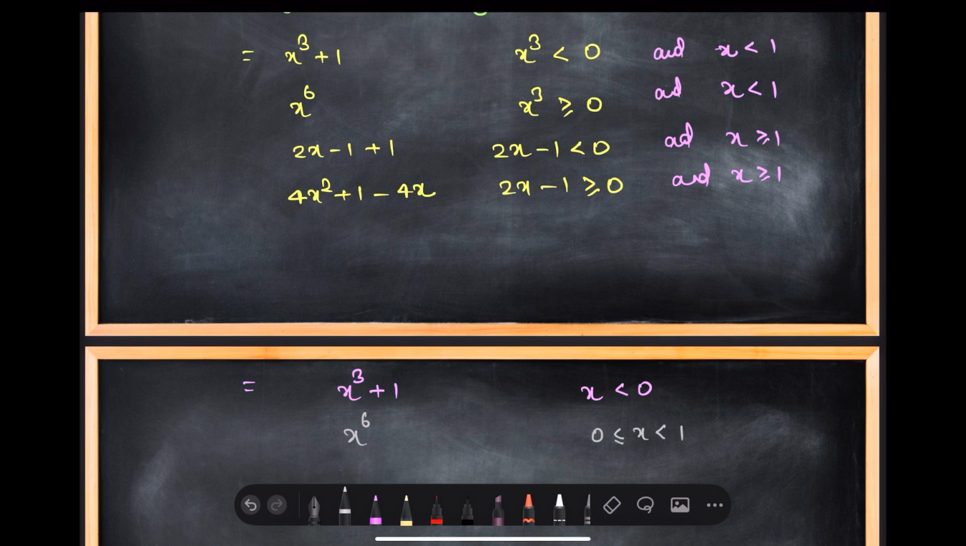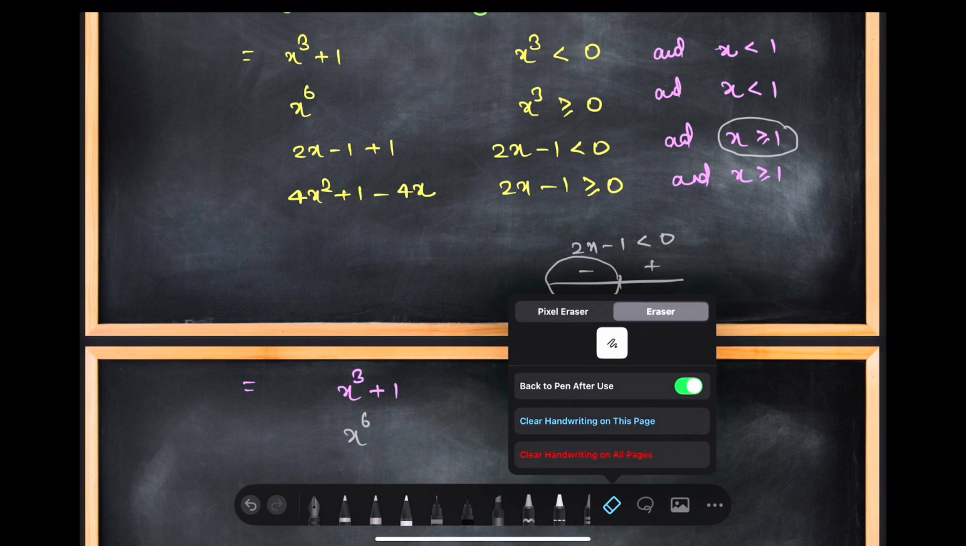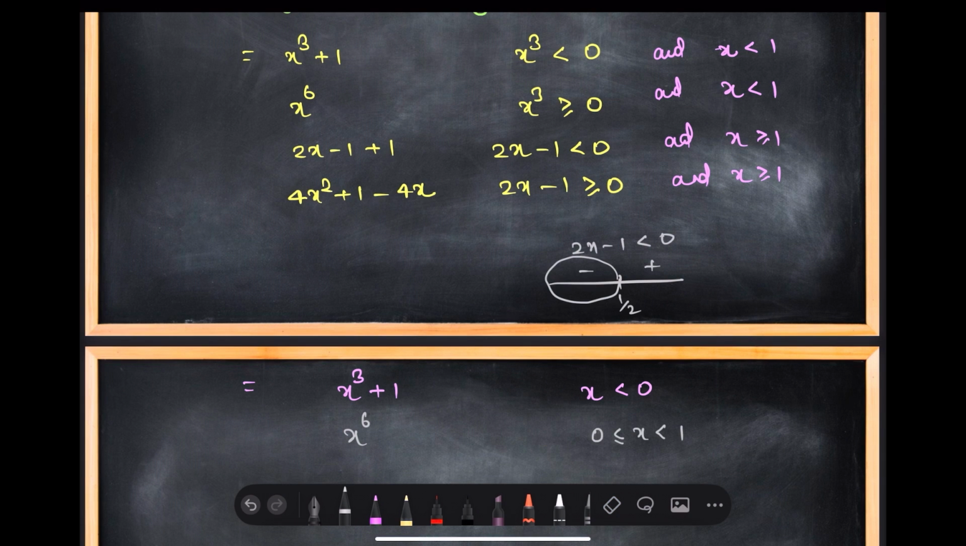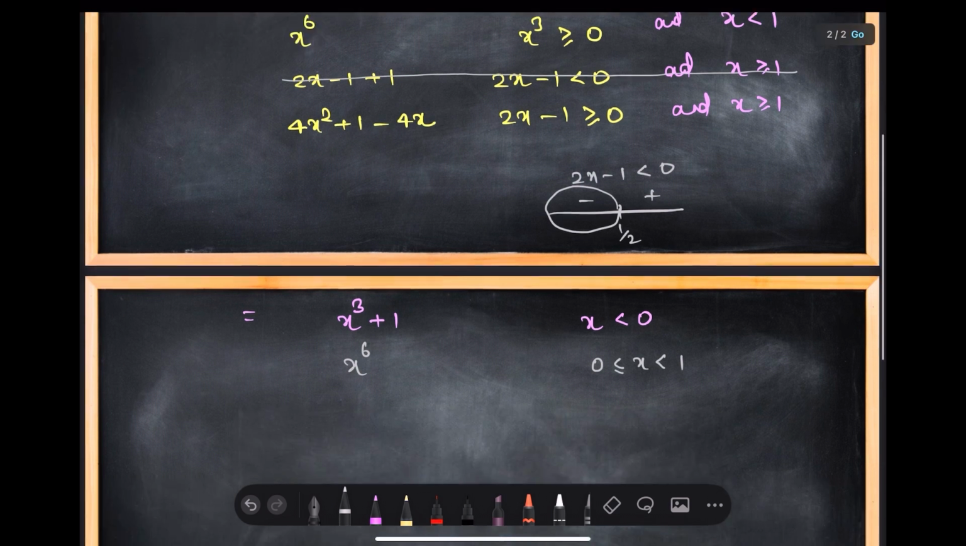Okay, so they are saying that 2x minus 1 is smaller than 0. So what is the critical point? It is 1 by 2. So for case 1 this is the required room, and they are saying that x should be greater than or equal to 1. So we got the first part as minus infinity to half and the second part as greater than or equal to 1. So we have to take the intersection, but we won't get anything in common. So this case will get diluted, meaning we will reject this case because there is nothing in the intersection.